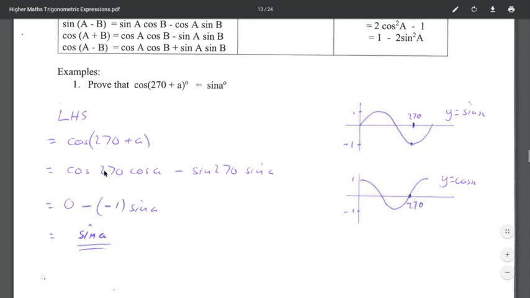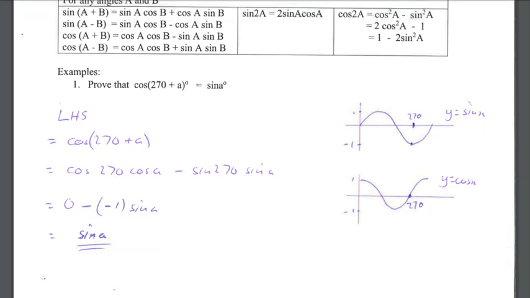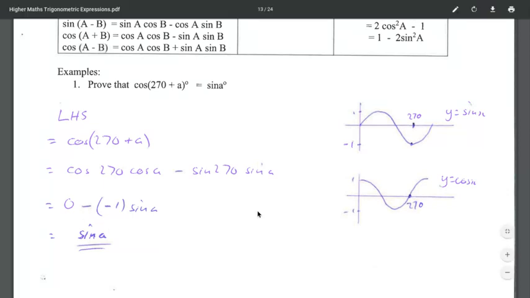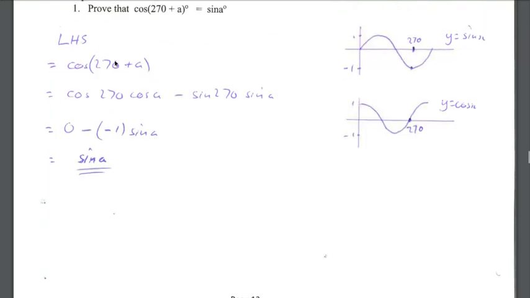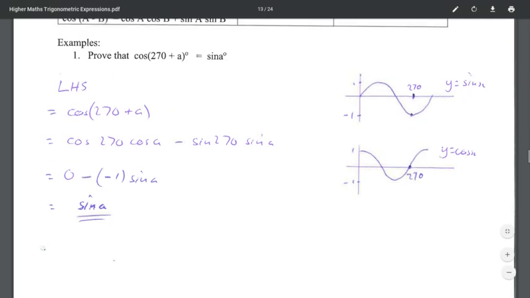I then evaluated anything I could. So cos 270, used the graph. Took me 7 seconds to draw that graph, guys. Sine of 270, again, it took me 7 seconds to draw that graph again. So that is 0, that is negative 1. So I end up with 0 minus negative 1 sine a, which is just sine a. Again, structure-wise, start with the left-hand side, end up with the right-hand side. Very, very important that you do it that way.